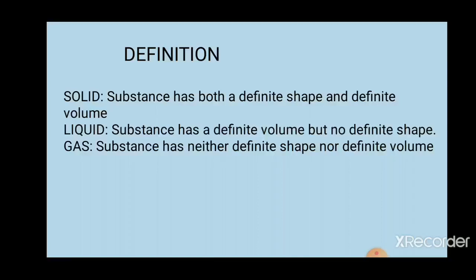Next, liquid. In a liquid, the substance has a definite volume but no definite shape. It occupies the shape of the container. In liquid, constituent particles are close to each other but not as close as in solid. They are strong enough to hold together, but each particle has freedom of movement. Next, gas. In this, the substance has neither definite shape nor definite volume. Here, constituent particles are freely arranged and freely moving.